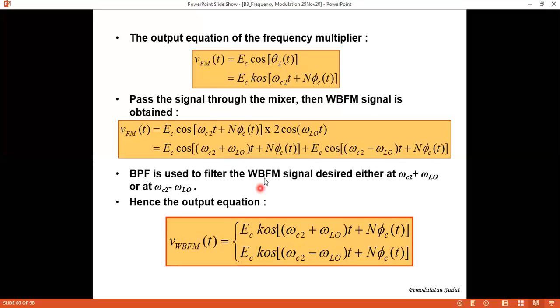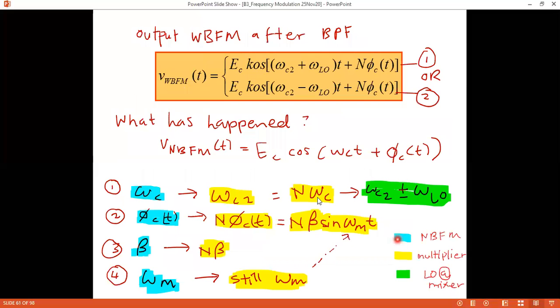And after that, we send it to the bandpass filter because we need to tune either at omega C2 plus omega LO or omega C2 minus omega LO. So then the wideband FM equation is either the first or the second equation here. So the output wideband FM is either the one on top here, number 1, or number 2. Our bandpass filter will be tuned to choose either one.